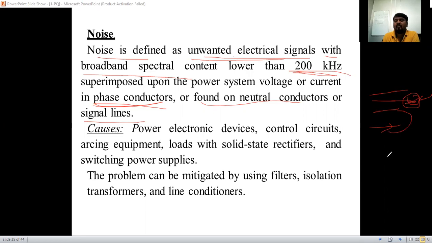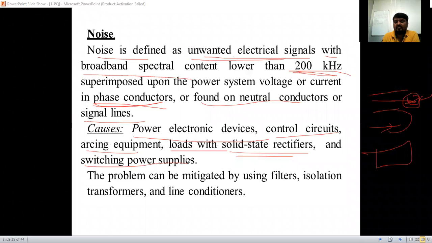By using power electronics devices, that is the main cause. By using power electronics devices, we are going to get the noise: control circuits, arcing equipment, loads with solid-state rectifiers, the rectifier units, and switching power supplies here now.